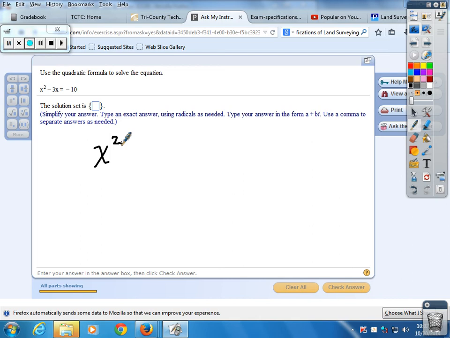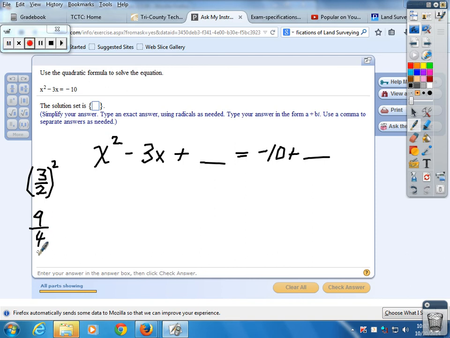x squared minus 3x plus blank is equal to negative 10 plus blank. 9/4. Good job. Half of 3 is what? 3 halves squared is what? Miss Doug? It's 9/4.